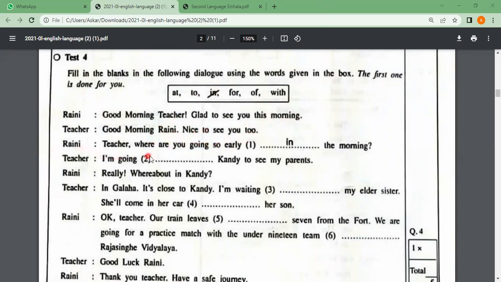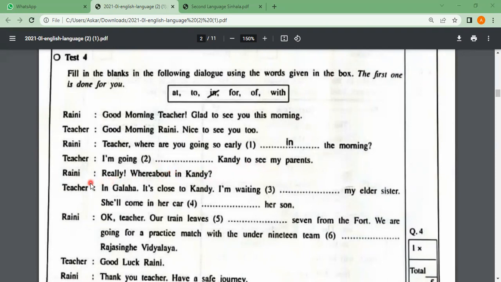So Rainy asks, "Teacher, where are you going so early in the morning?" The teacher replies, "I am going dash Candy to see my parents." So, I am going to Candy... I am going for Candy to see my parents. Right? The answer is to Candy to see my parents.